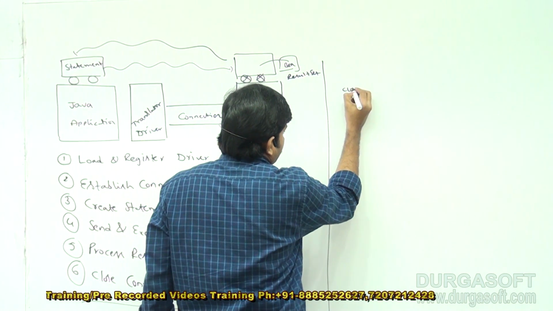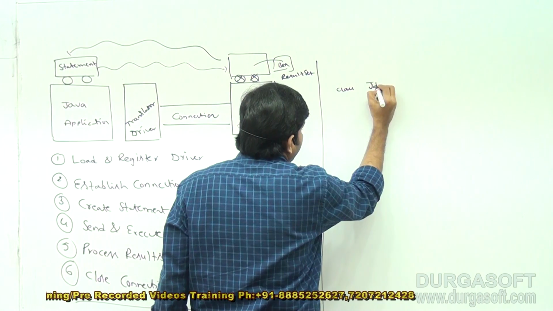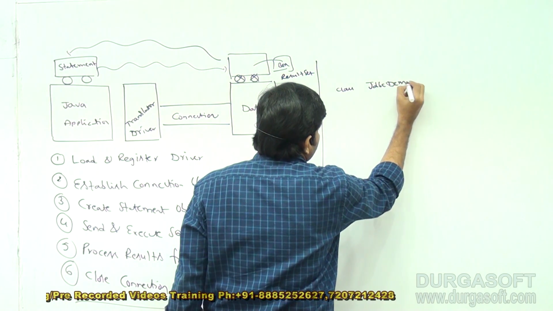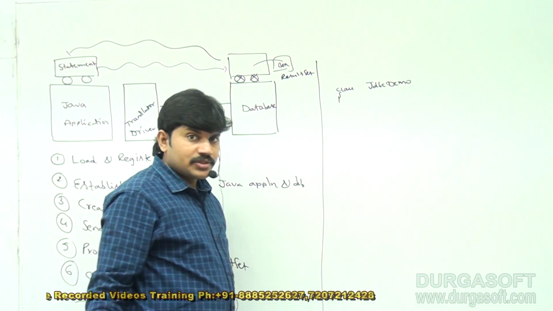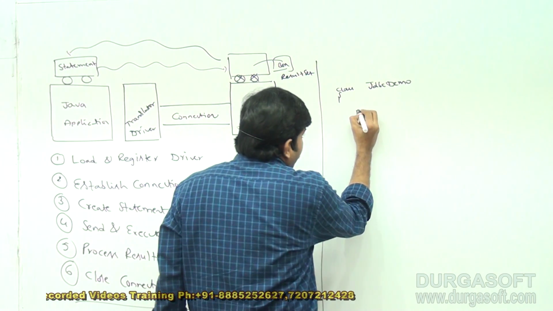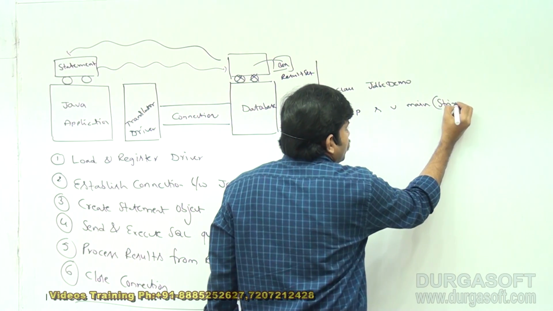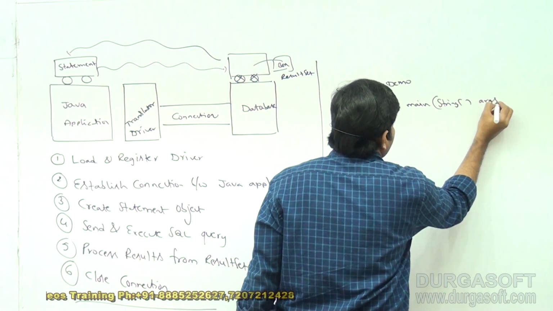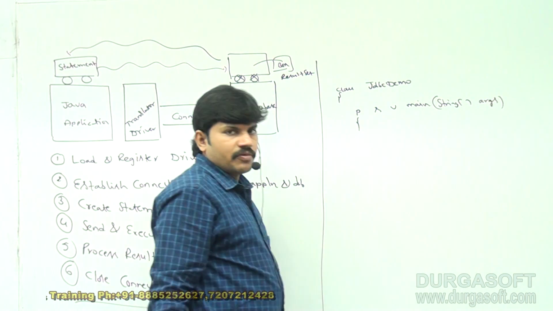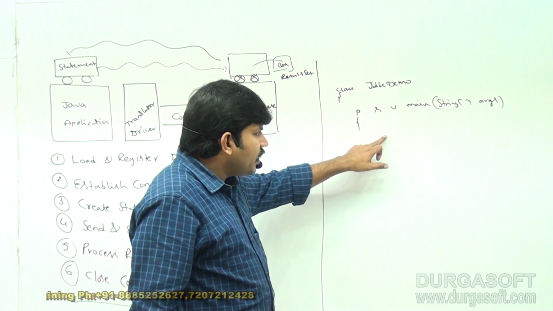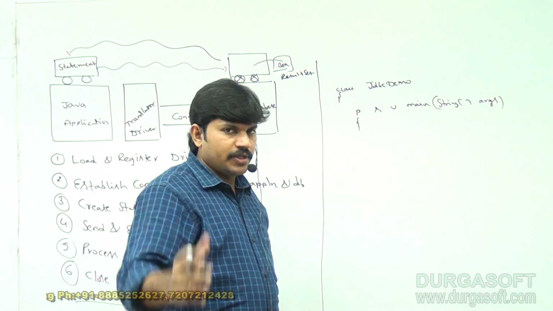Class JDBC demo. Observe carefully. Class JDBC demo, and then public static void main, String array args. What is our first step? Can you please spell it out, sir?